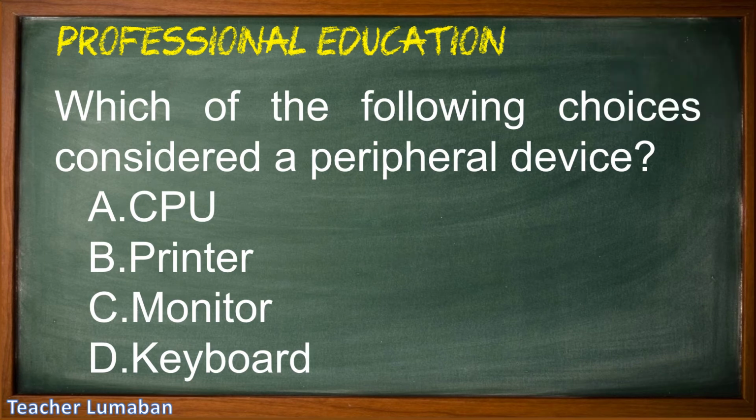The correct answer is letter B, printer. Among the following choices, the one considered a peripheral device is a printer.